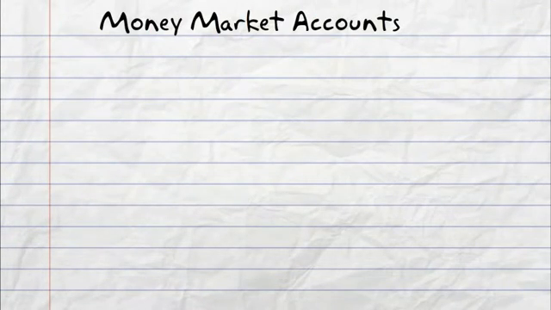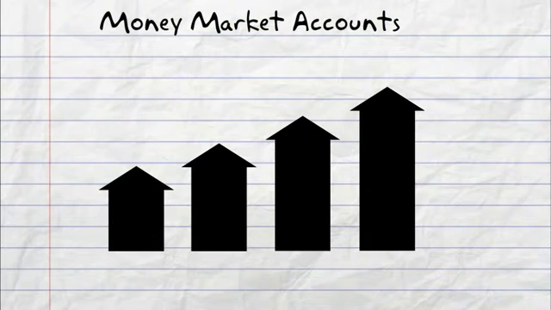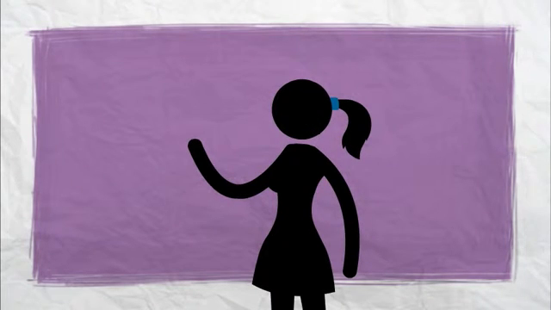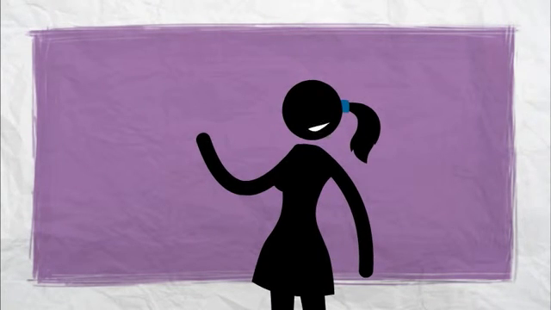Finally, there are money market accounts. Money market accounts earn higher interest rates than typical savings accounts, but they also have a larger savings minimum. There are many types of banks to choose from when deciding where to store your money.